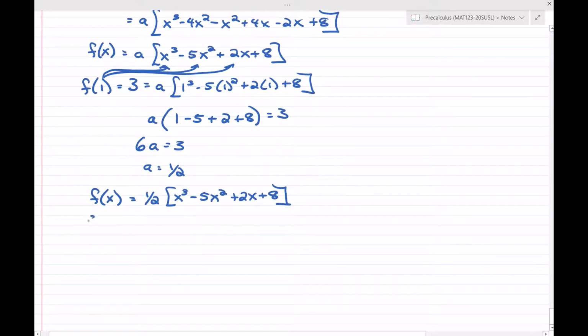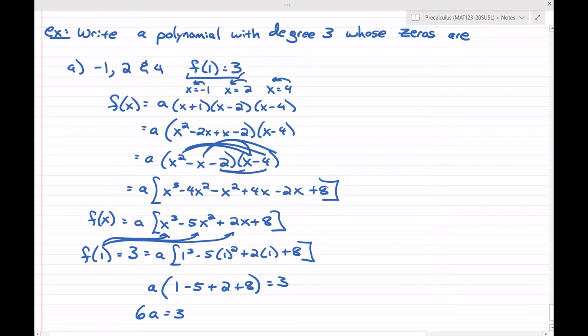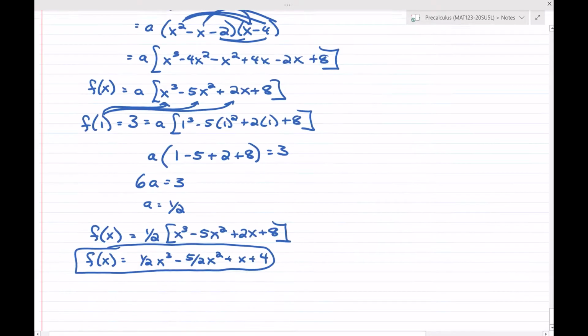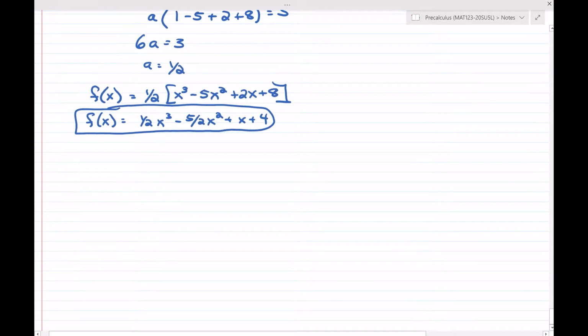And if you wanted to finish this, you would get 1/2 x to the third minus 5/2 x squared plus x plus 4. That's what our equation would be. It's a lot of work, but it's not really hard work. Bottom line is you make your roots into factors, you multiply out your factors, and then you figure out what a is by plugging in for x.